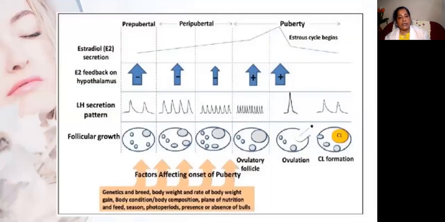So here you can see there are various factors which affect the onset of puberty. Initially, follicular growth does not occur, but as the estradiol level increases tremendously, there's follicular growth, and gradually, with estrogen excess, there's onset of thelarchy and menarche.